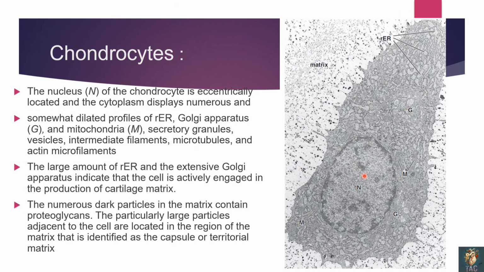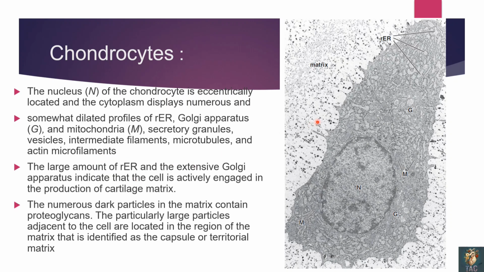So dear students, this is the electron microscopic picture of the chondrocytes. Here you can see the nucleus present in an eccentric position, the abundant dilated rough endoplasmic reticulum, the Golgi apparatus present over here as well, and a large number of mitochondria in this location as well. So the large amount of dilated RER and the Golgi apparatus indicate that this cell is actively engaged in production of the cartilage matrix. In addition to RER, Golgi apparatus and mitochondria, it also contains secretory granules, vesicles, intermediate filaments, microtubules, and actin microfilaments.